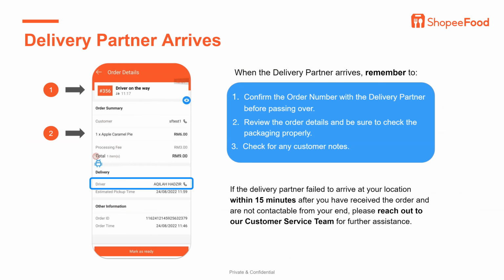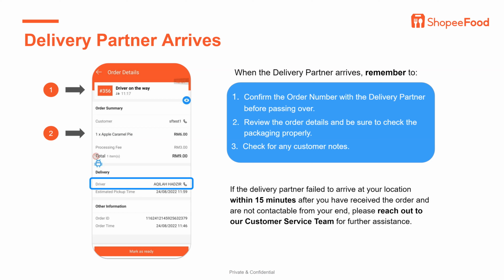All right, so moving forward, let's look at when the delivery partner actually arrives. There are two things that you need to remember. The first thing is you have to make sure that you confirm the order number with the rider first. You can check this once you open the order details; it will be at the top left corner. Let's say here the order number is 356, you can straight away inform the rider and you can pass the meal to them.